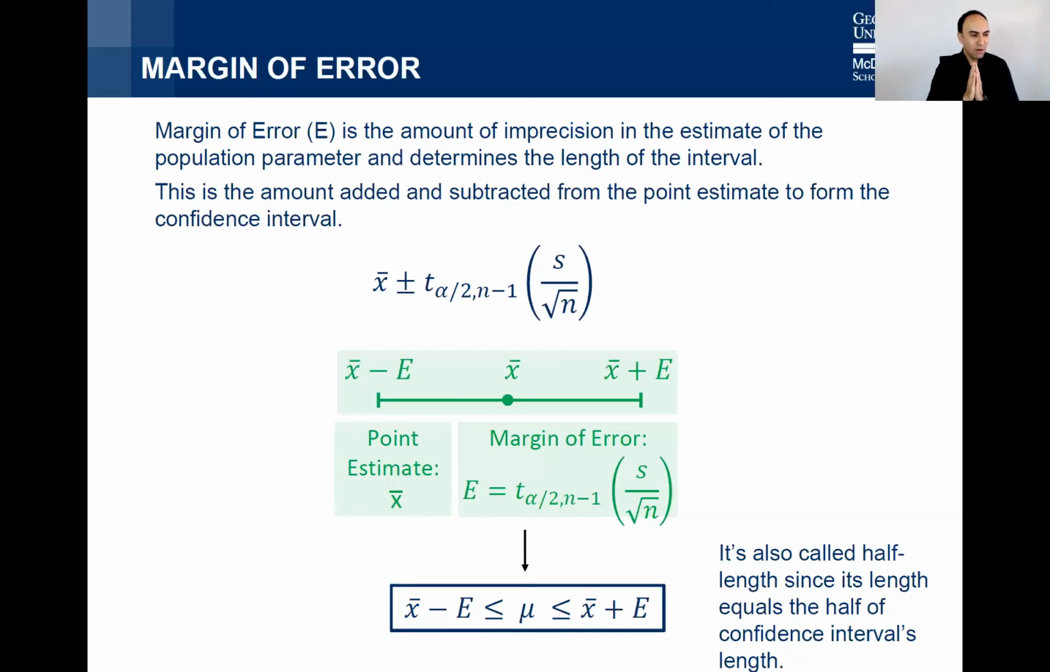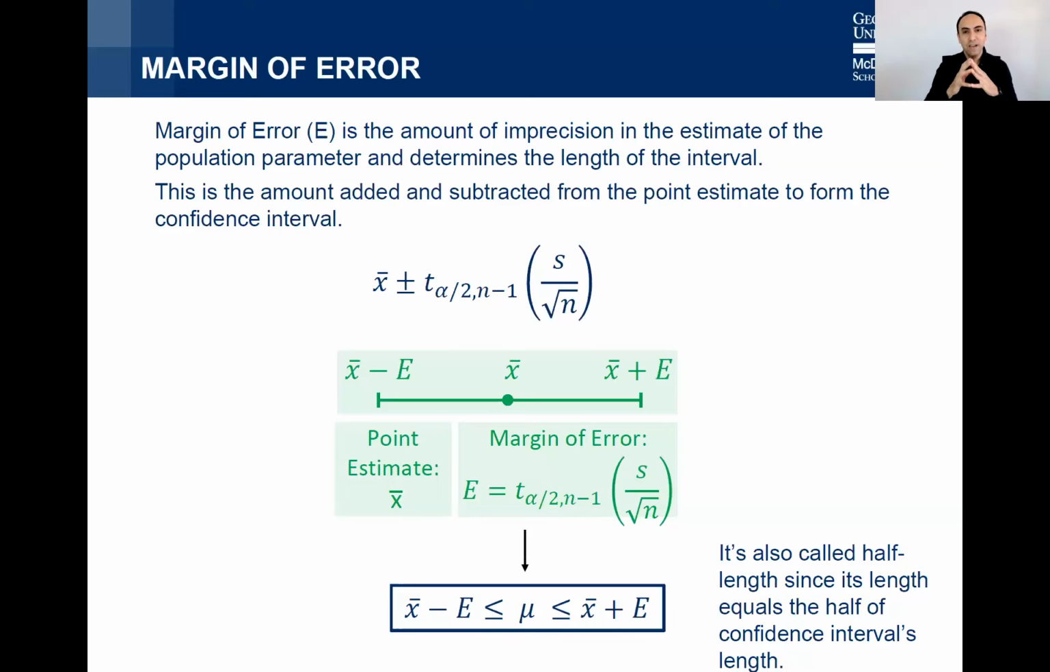Margin of error is an amount of imprecision in the estimate of the population parameter and determines the length of the interval. You have heard margin of error a lot, more than ever in the news and media when they're talking about surveys. Well, this survey shows this candidate has a 60% chance of winning the election, and the margin of error of this survey was 5%, which means that's how you can calculate the confidence interval.